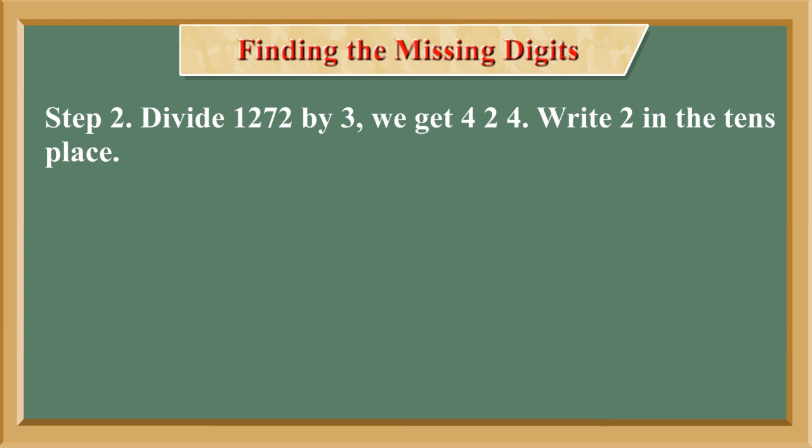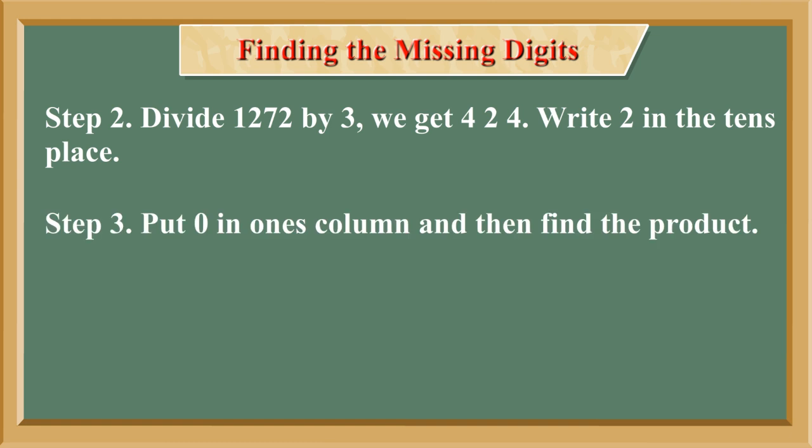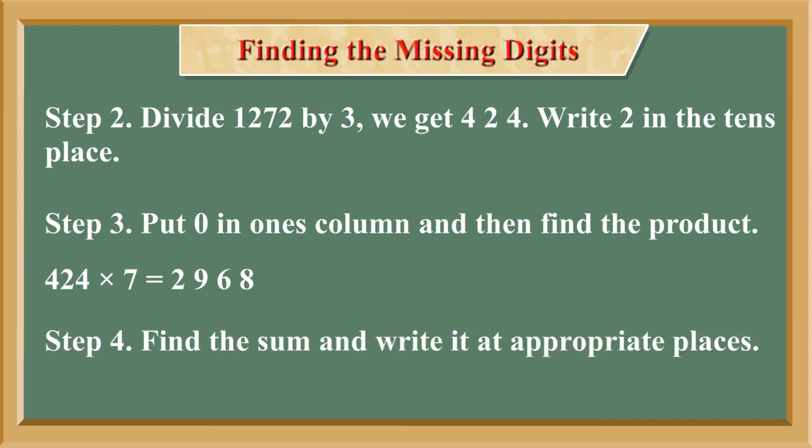Write 2 in the tens place. Step 3. Put 0 in ones column and then find the product. 424 multiplied by 7 is equal to 2968. Step 4. Find the sum and write it at appropriate places.